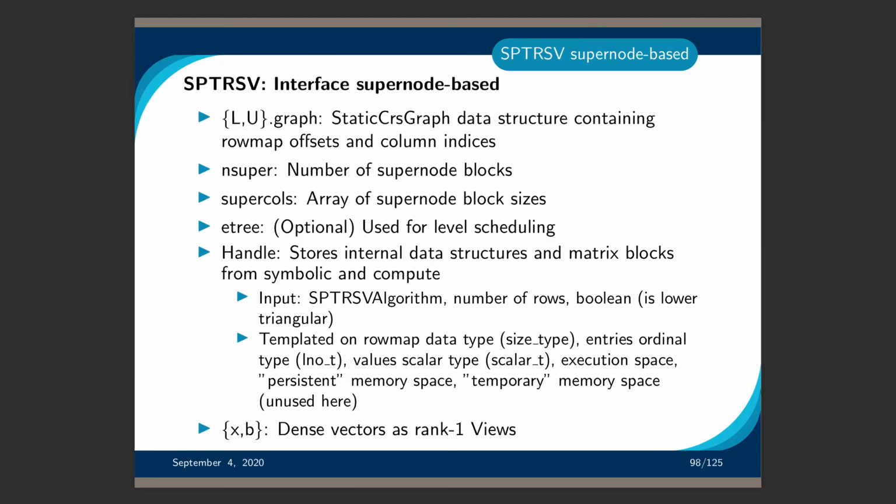Now, the solver requires the row map and entries be passed together as a static CRS graph for each of the L and the U matrices, requires the number of supernodes, an array containing the size of supernode blocks, an optional E-tree that can be used for level set scheduling, and an opaque handle, like previously discussed. And the solve phase also requires the rank 1 views for the left and right hand side vectors.